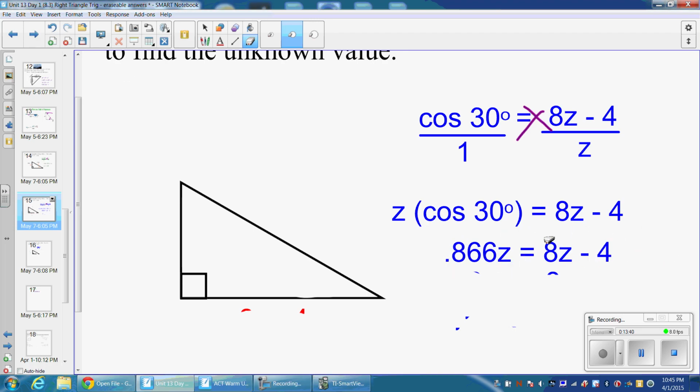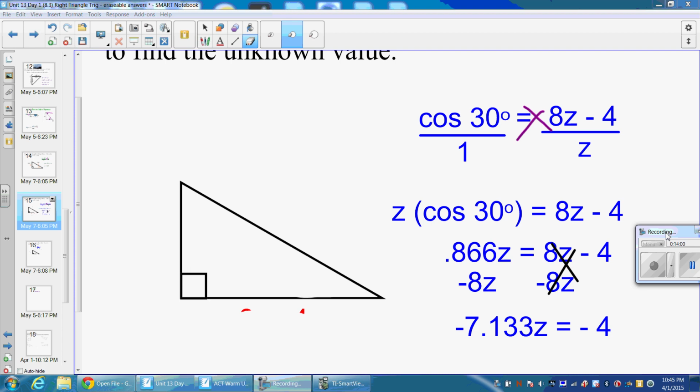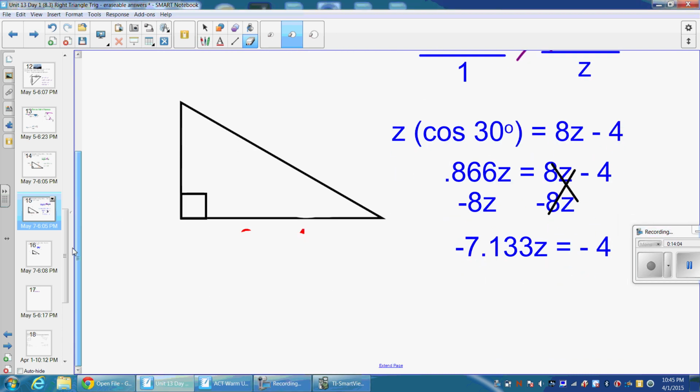To solve this, I need to combine my z's. So I subtract 8z from this side and subtract 8z from this side. These are now gone. So I'm left with negative 7.133z equals negative 4. And to get rid of that negative 7.133, I divide it over, and I get my final answer to be z equals 0.56.